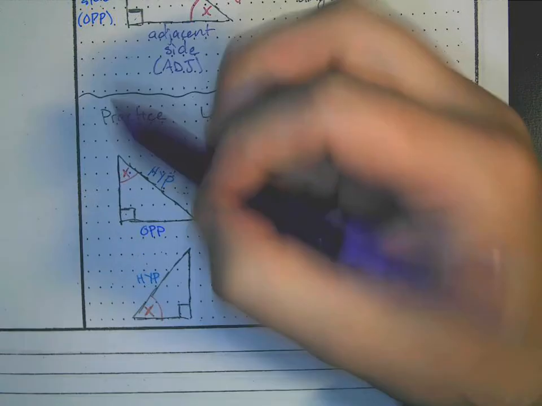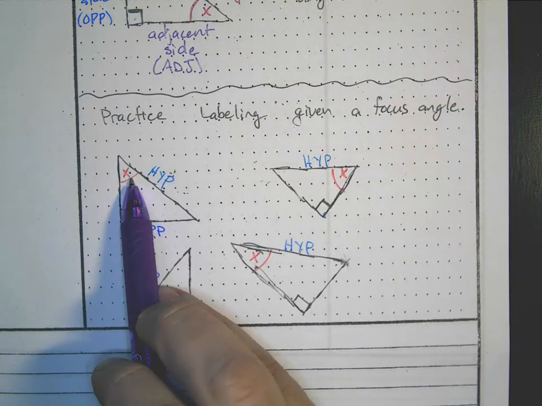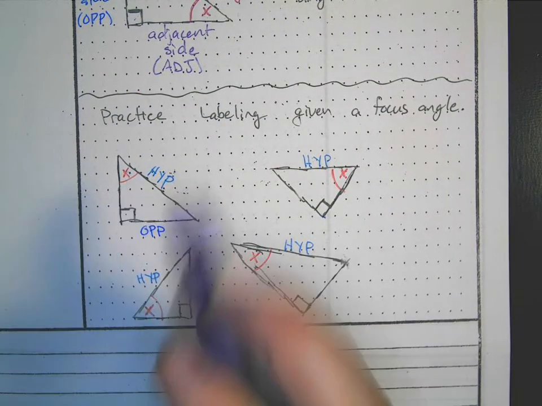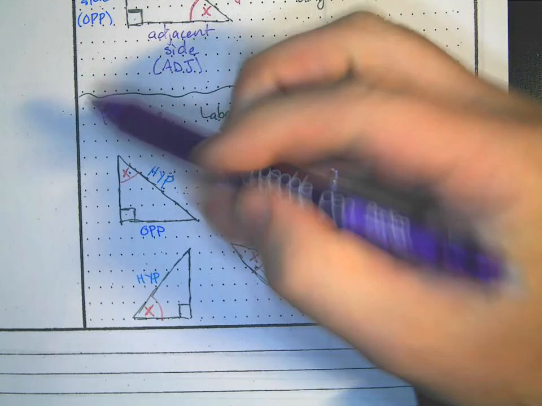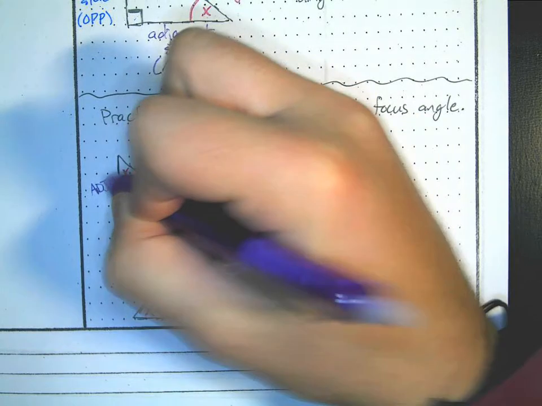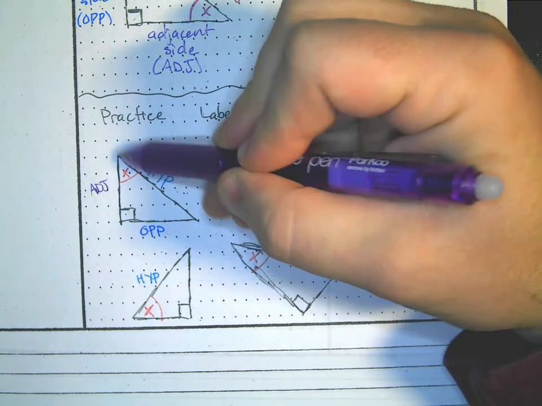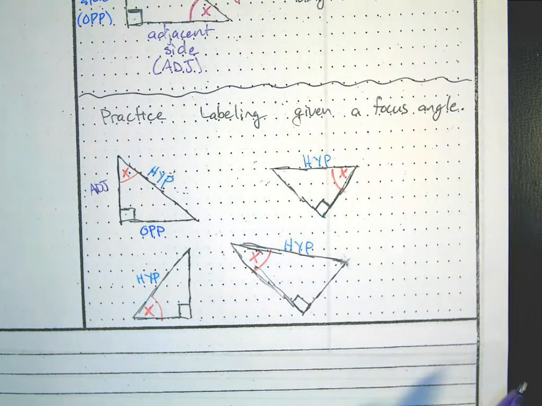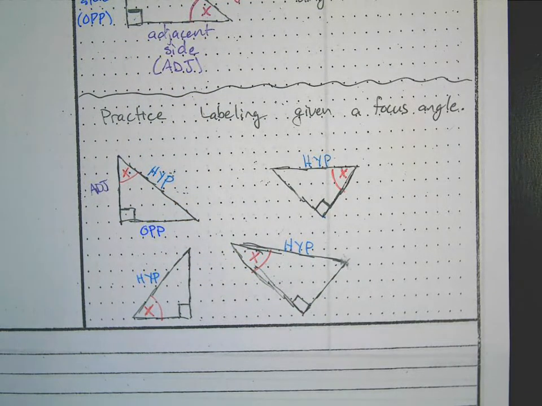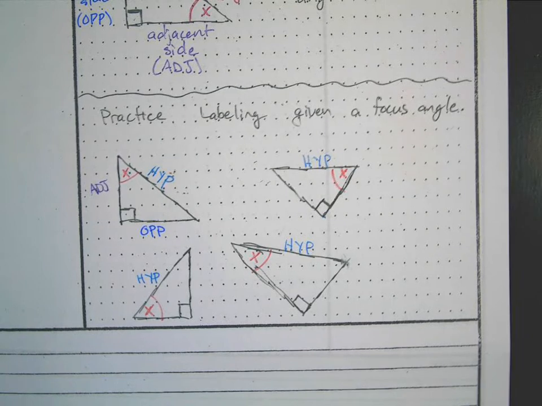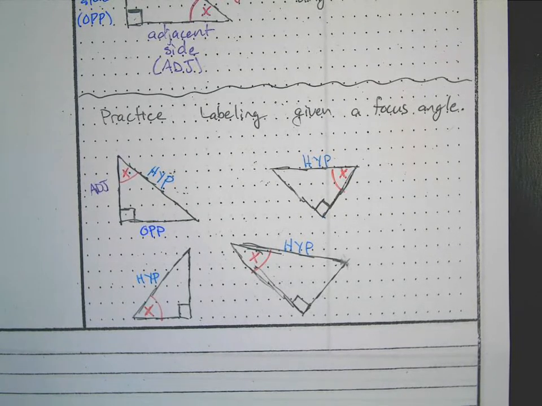The third side, the side touching my focus angle, but not the hypotenuse, so the third side, this side right here, is my adjacent side. It's touching my focus angle. It's a part of my focus angle, but it's not the hypotenuse. So now we've labeled the triangle, and it's incredibly important that we can label the triangle correctly.